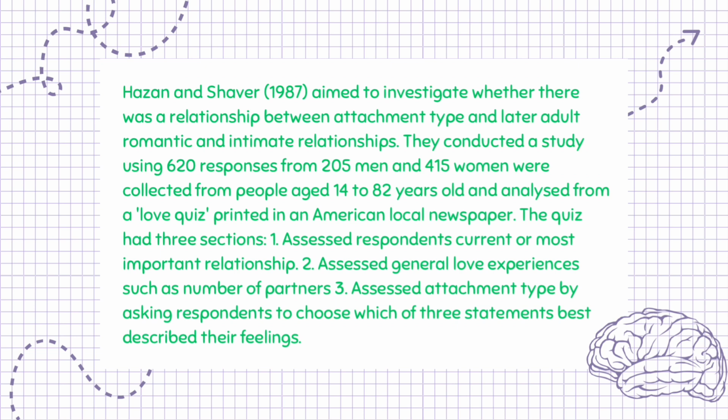The quiz had 3 sections. 1. Assessed respondents' current or most important relationship. 2. Assessed general love experiences such as number of partners. 3. Assessed attachment type by asking respondents to choose which of 3 statements best described their feelings.